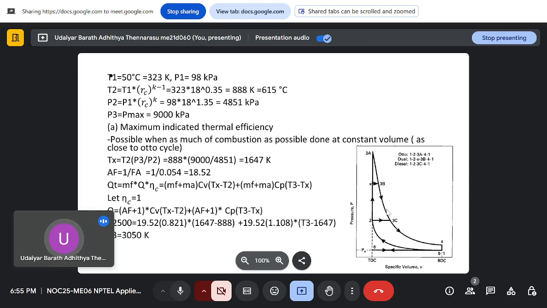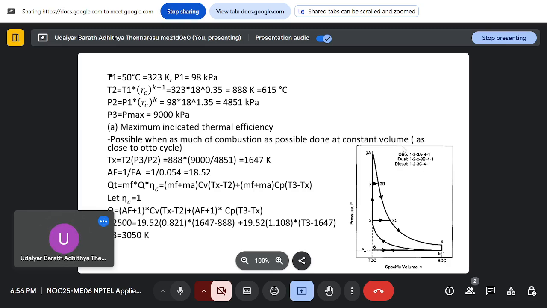That will give me the maximum indicated thermal efficiency. So this limitation pressure we have to see: with the heat addition, what maximum pressure can be reached. The minimum, which we have already discussed, will be given by the diesel cycle for the same compression ratio. So the minimum is provided by the diesel cycle. That's the maximum and minimum indicated thermal efficiency cycles. First we'll see the maximum one.